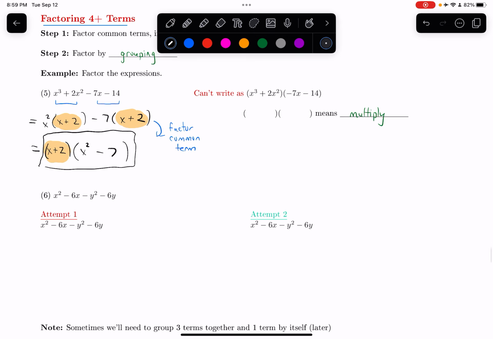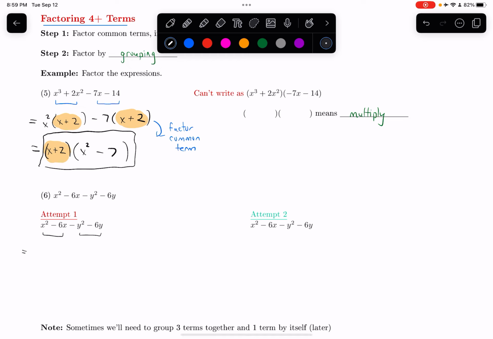All right, so example 6. I got x squared minus 6x minus y squared minus 6y. I'm going to do this in 2 ways. One of them is not going to be right, and then one of them is going to be right, and I want to talk about the differences. Okay, so first, what I'm going to do is I'm going to try grouping these first 2 terms together and these last 2 terms together, because that worked out really well for us in the last problem. So let's see what happens if I do that.